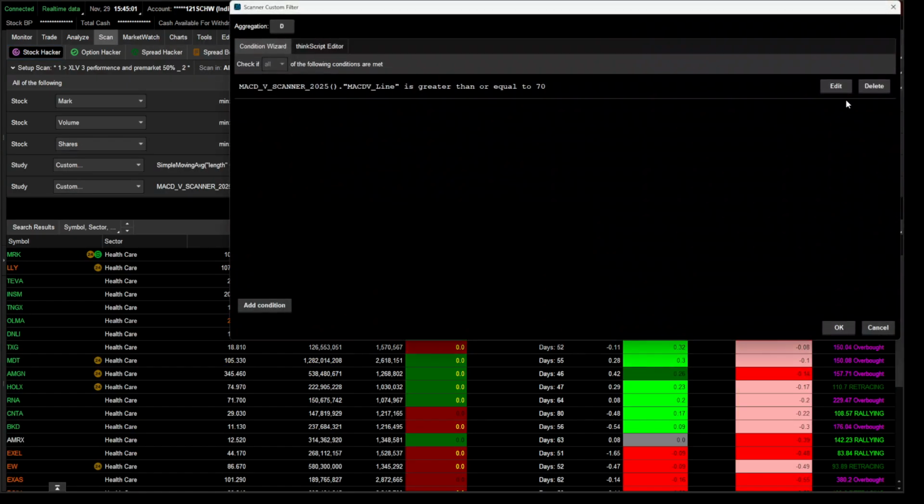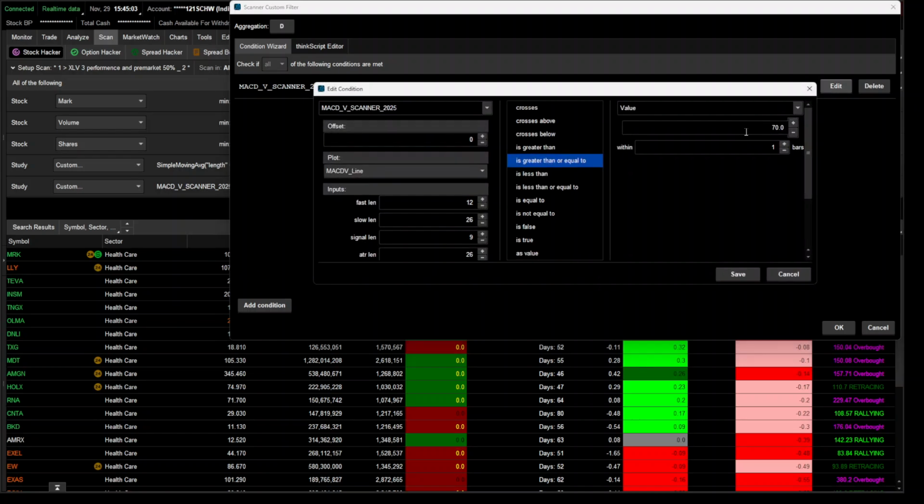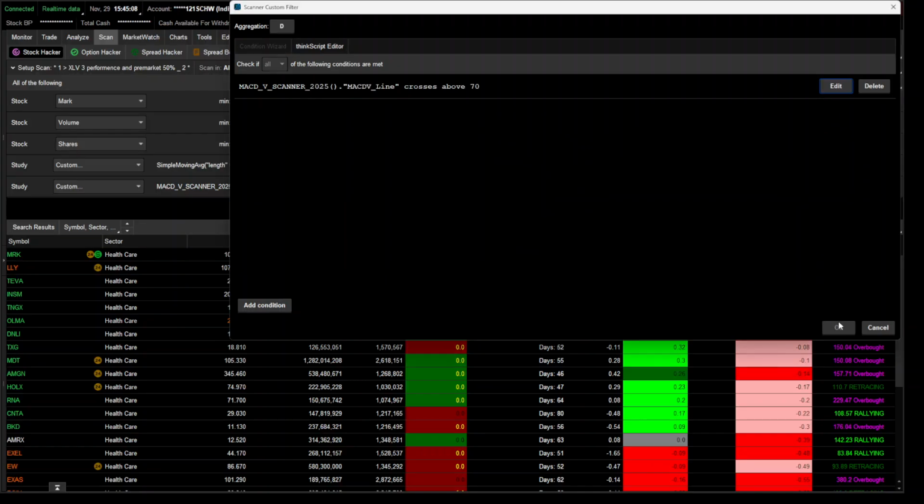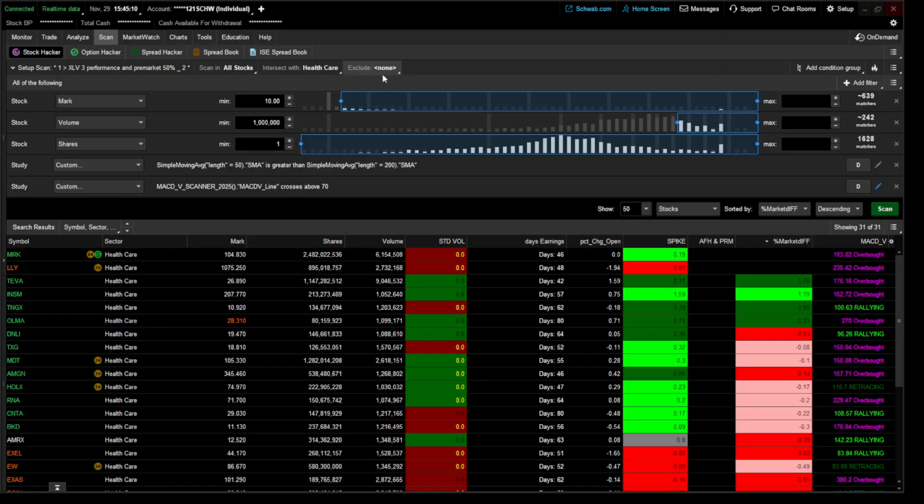So let's go back into it and look for anything that has crossed above 70 in our scanning, within the healthcare stocks, intersect with healthcare.